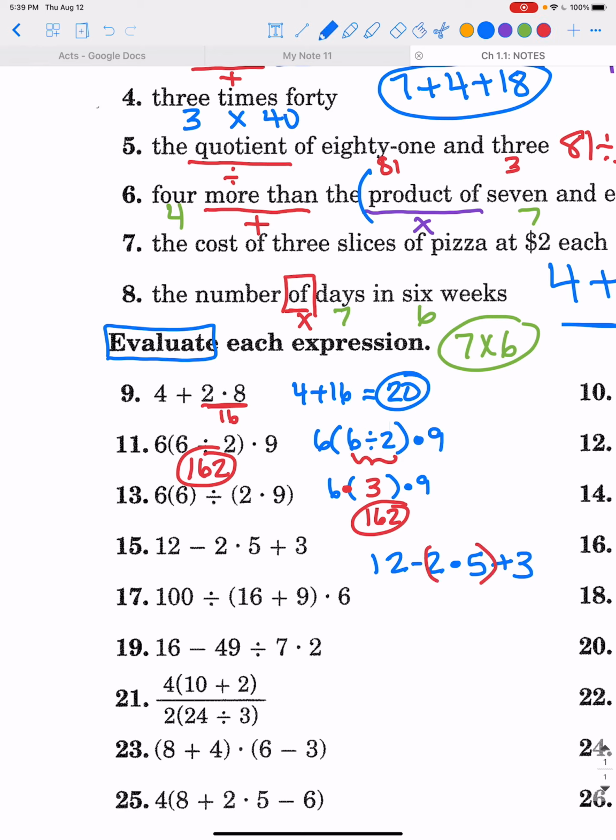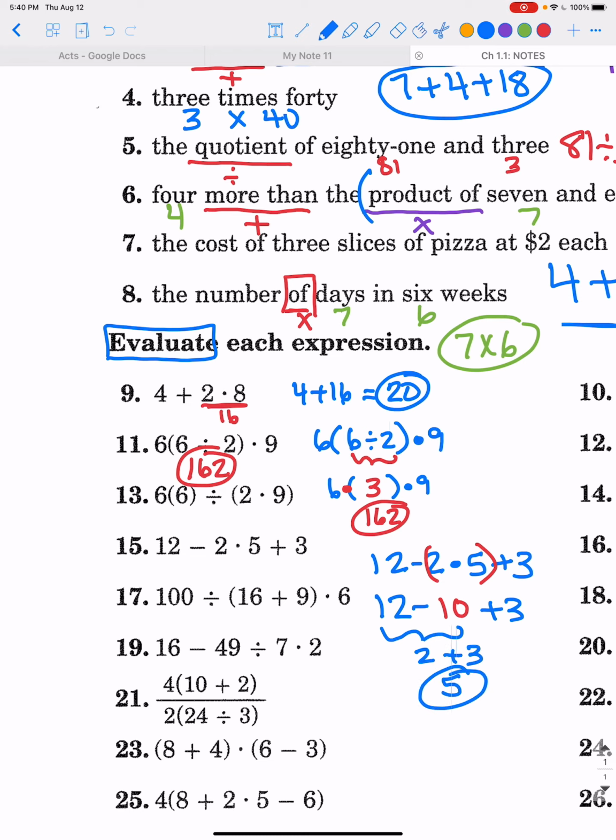So we're going to ignore this 12 minus, and we're going to ignore this plus 3, and we are going to stick in the middle there. 2 times 5 is 10, all right? Now we have subtraction and addition left, and anytime you have matching operations on the same level, you just do it left to right. So 12 minus 10 is 2, plus 3 is 5, and that's your final answer.